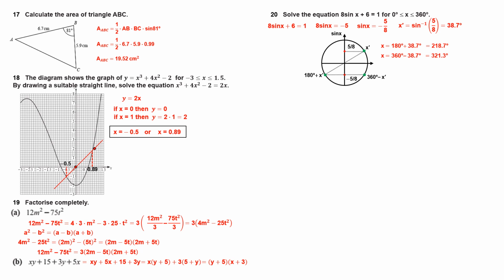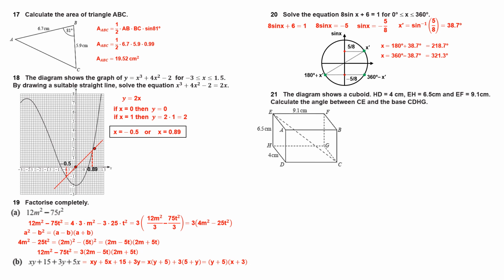Question 21. The diagram shows a cuboid. HD equals 4 centimeters, EH equals 6.5 centimeters, and EF equals 9.1 centimeters. Calculate the angle between CE and the base CDHG.